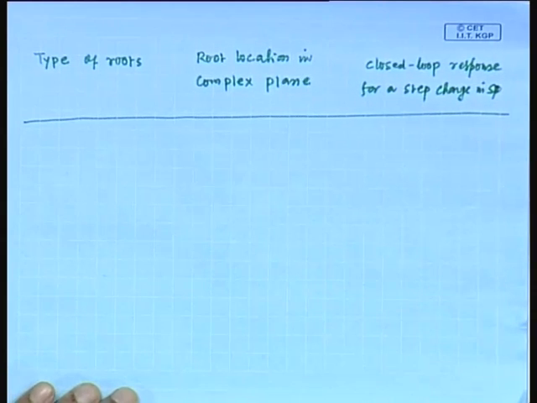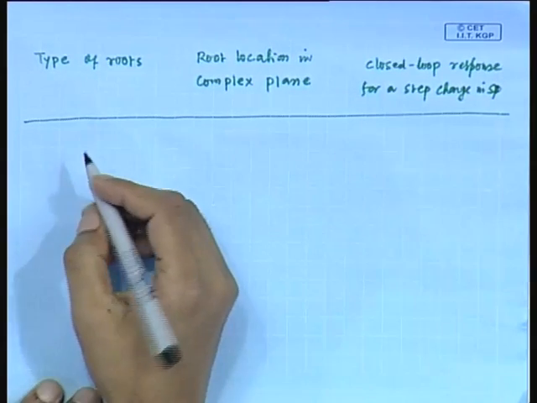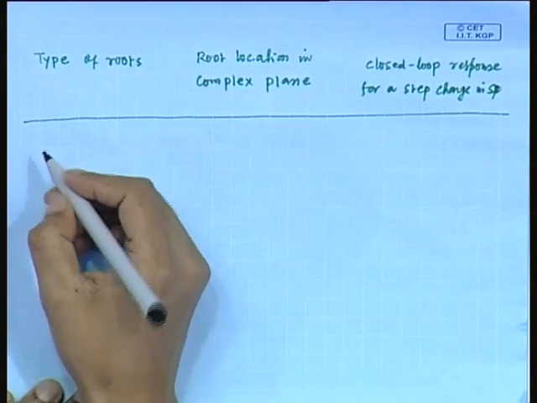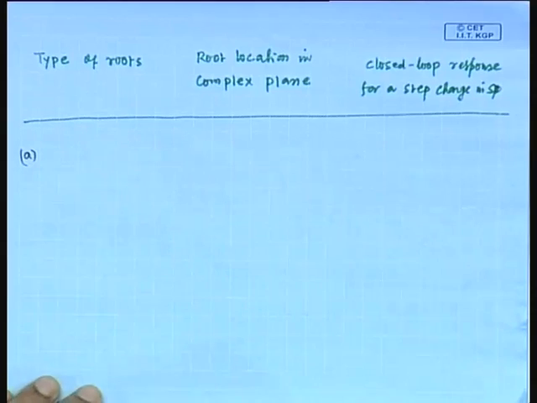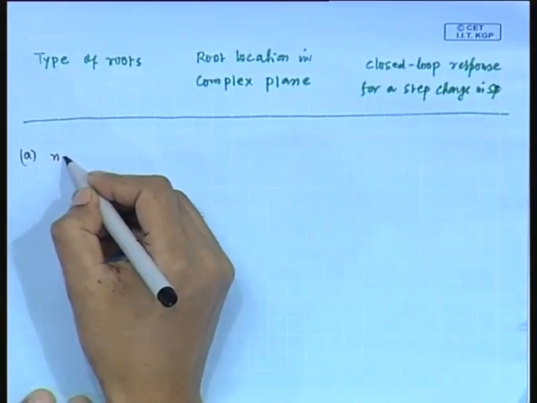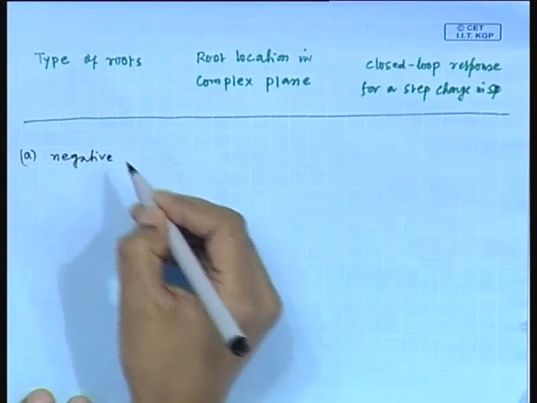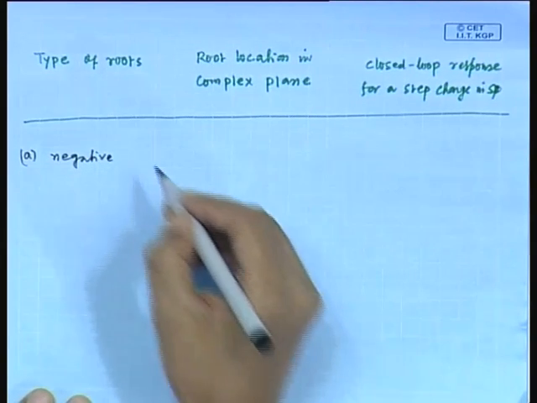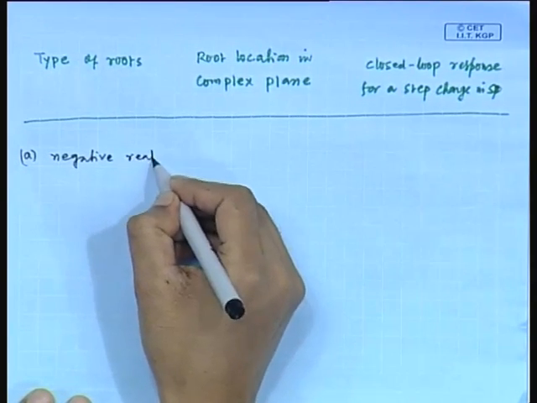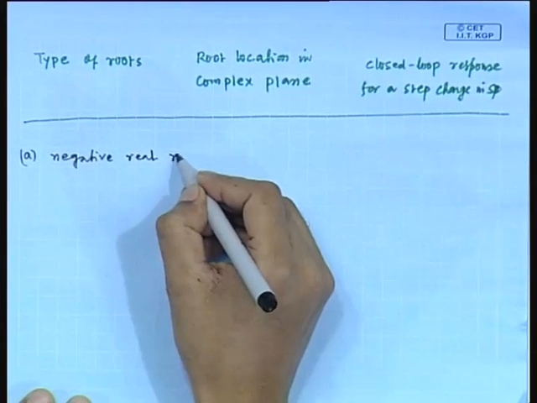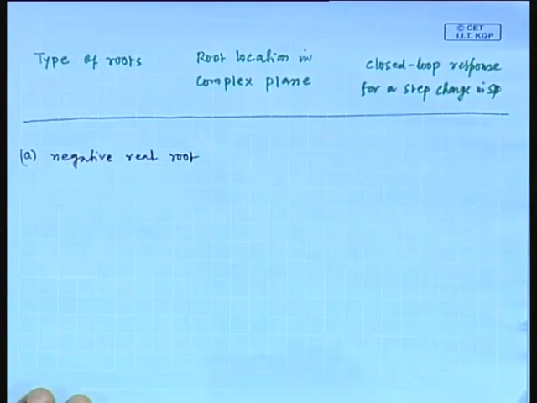Fine. Suppose a characteristics equation has a number of roots. Among them, say, the roots lie in the left side of the imaginary axis. That means all the roots have negative real parts, negative real root.